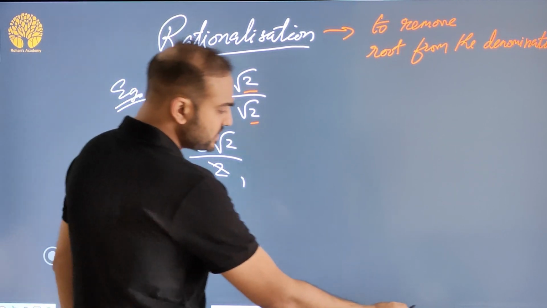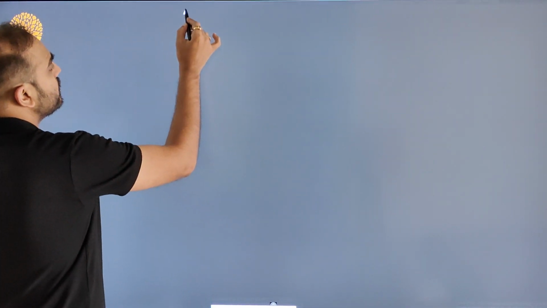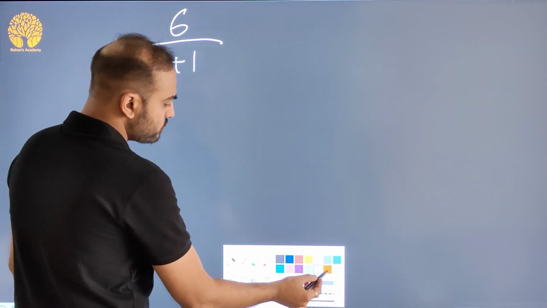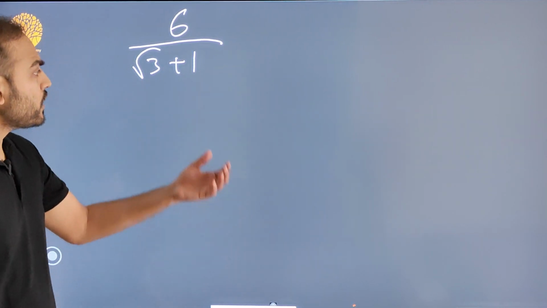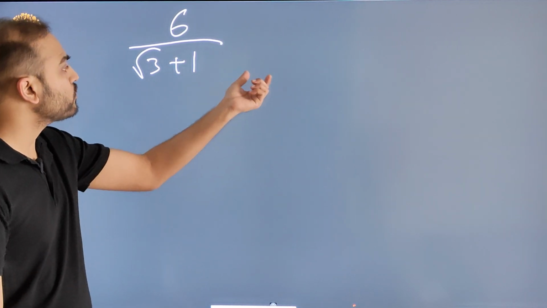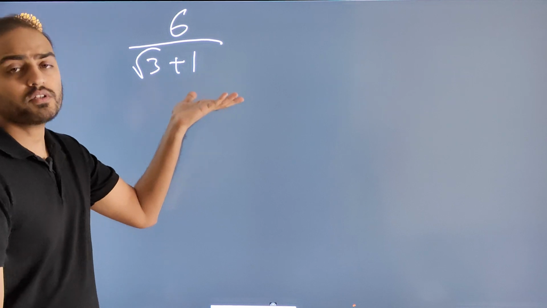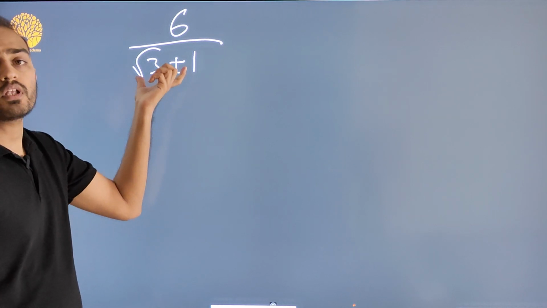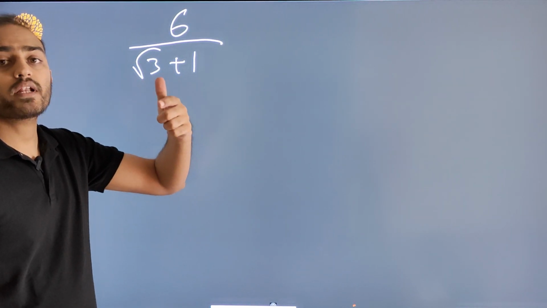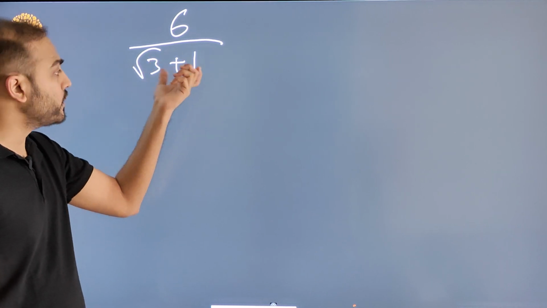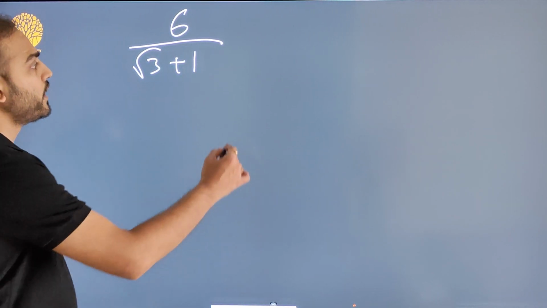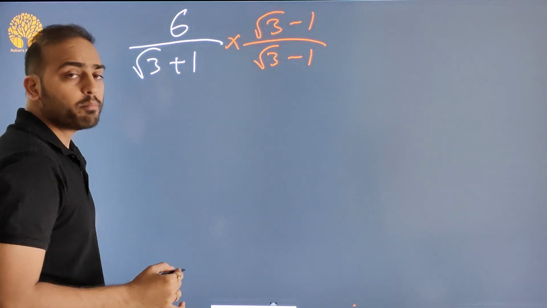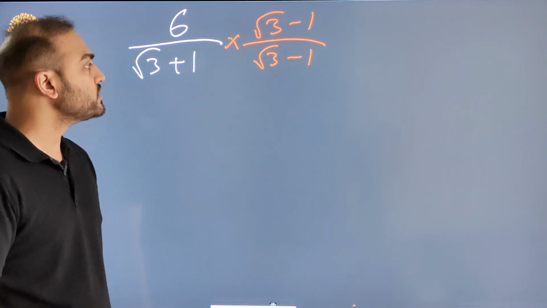Alright, similarly, say we have 6 over root 3 plus 1. Now I can't multiply by root 3 because the root 3 into 1 will stay. So the purpose won't get solved. I can't multiply by root 3 plus 1 also, because then this will become root 3 plus 1 whole square. A plus b whole square is a square plus b square plus 2ab. So in your 2ab, the root will again remain. Alright. So then what do we do? We multiply by the opposite sign.